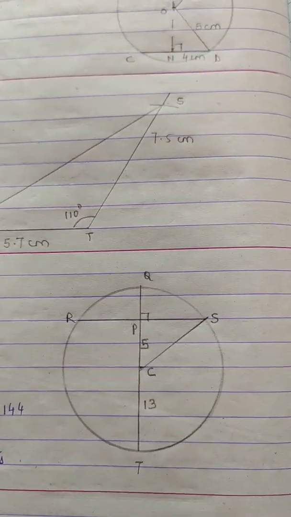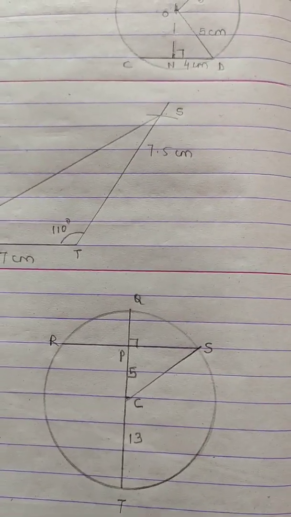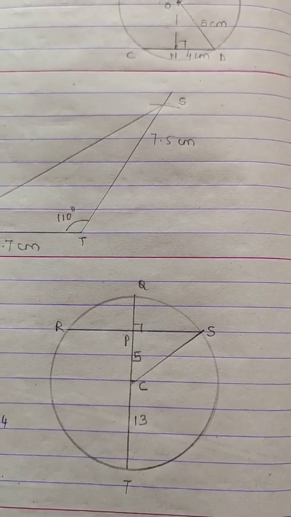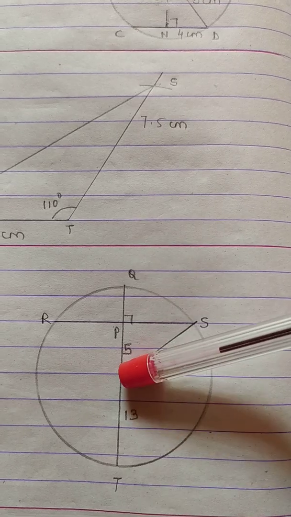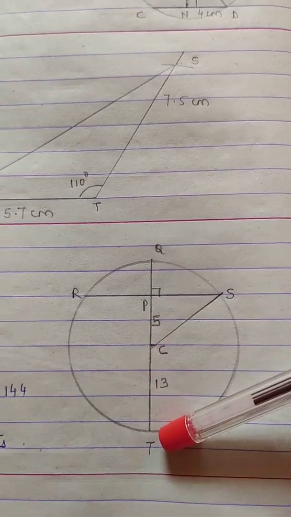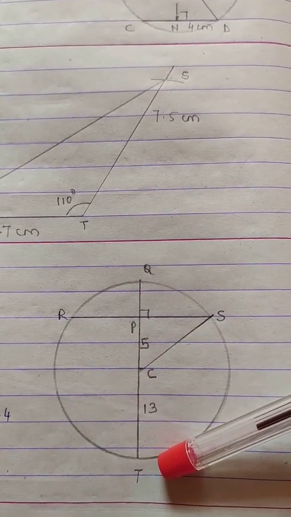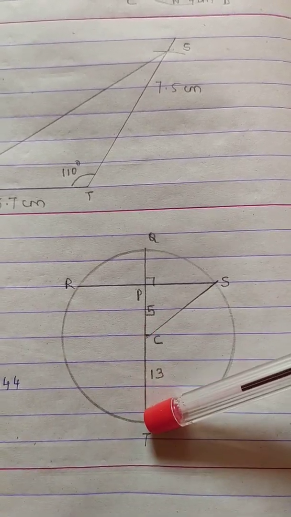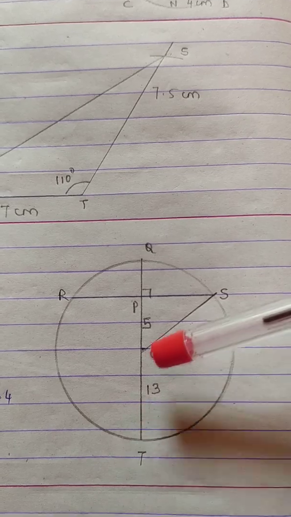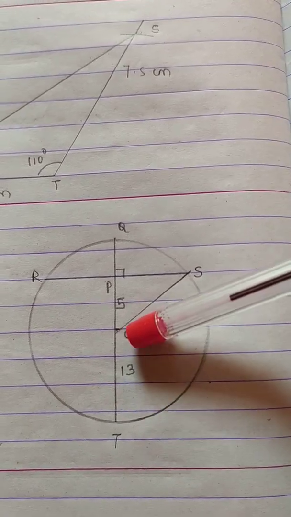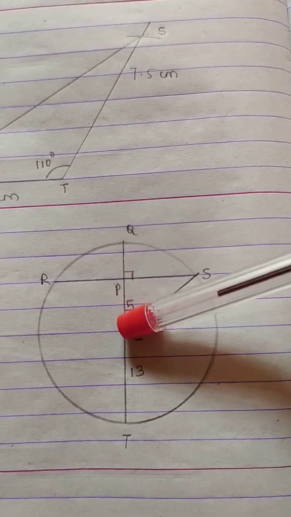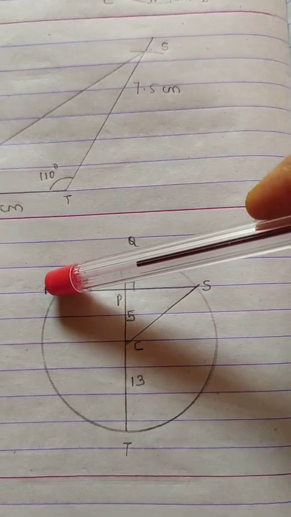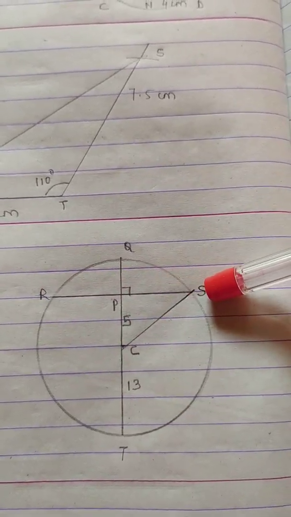Question number 4. In the figure, C is the center of the circle. Segment QT is the diameter. CT is equal to 13. This distance is equal to 13. CP is equal to 5. This distance is 5. Find the length of the chord RS. You are supposed to find out this distance RS.